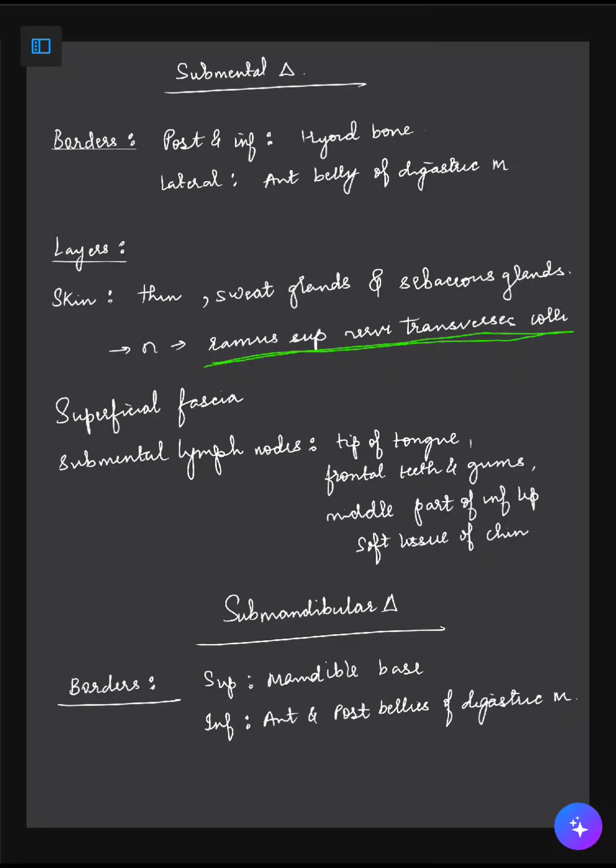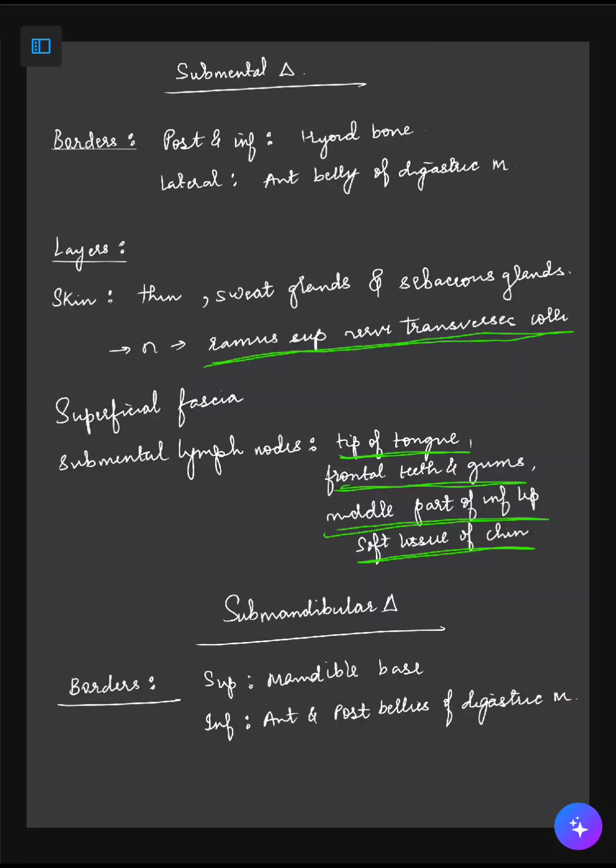The superficial fascia has nothing in it, only the superficial fascia is present. Now there are submental lymph nodes. These submental lymph nodes drain lymph from the tip of the tongue, frontal teeth and gums, middle part of the inferior lip, and soft tissue of the chin. The part near your oral cavity. It is very simple. Submental is below the mental, so it should drain from this part.